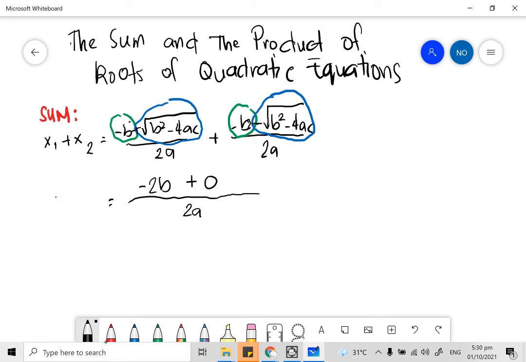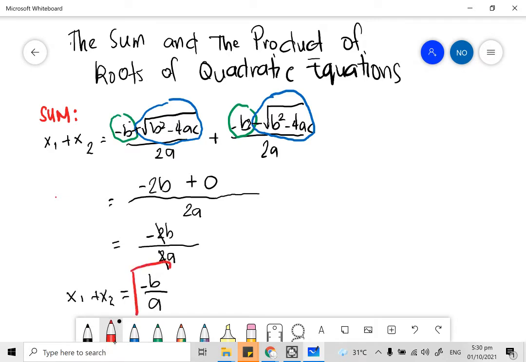Okay? Ngayon, wag na lang natin isulat yung 0. So, ang matitira na lang ay negative 2b over 2a. Tapos, yung 2, pwede natin makancel yan. At ang matitira na lang po ay negative b sa taas, sa numerator, at a naman sa denominator. So, therefore, class, the formula to find the sum of the roots, ayan, ang formula ay negative b over a. So, ito po. Okay? Sana malinaw ko na paano na-derive yung formula.